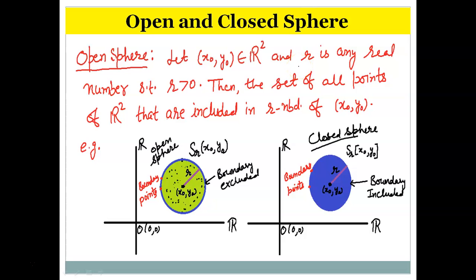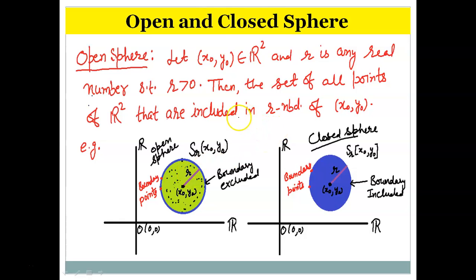So geometrically you can visualize the situation. This is your plane, R square plane, R cross R, and this is the point x0, y0 in the plane, and let R be the positive real number. Now I'm drawing a circle whose center is at the point x0, y0 and radius is R. This blue line denotes the boundary of this circle, and this purple line denotes the radius of this circle.